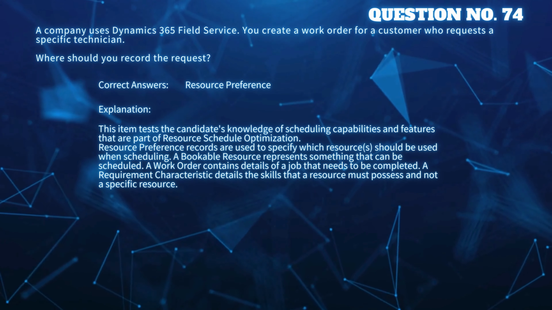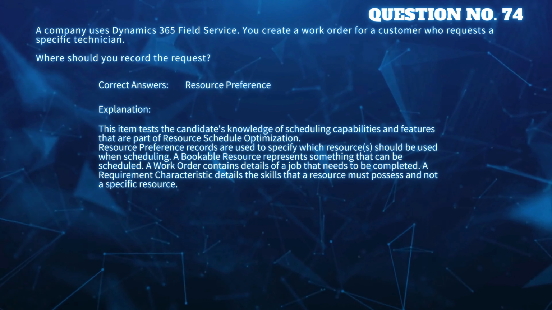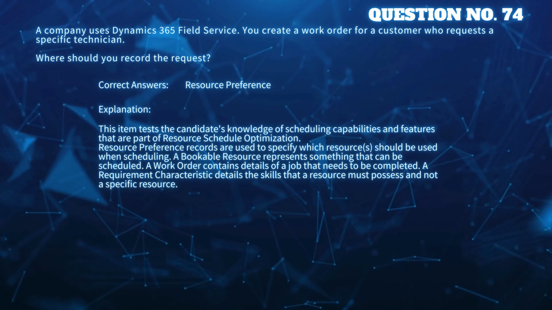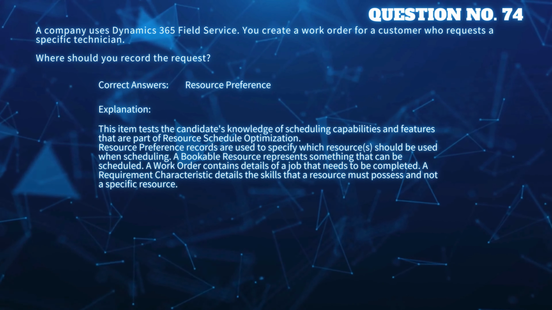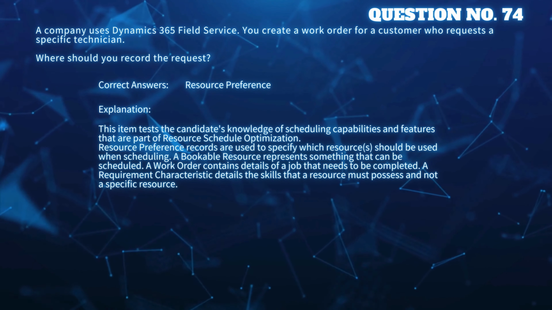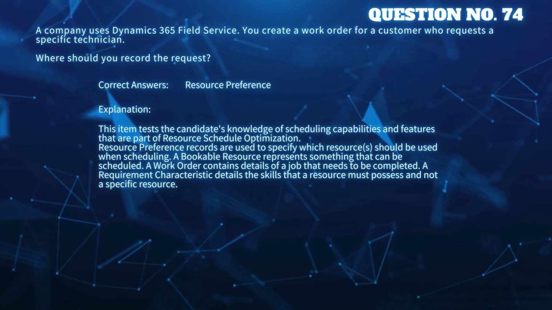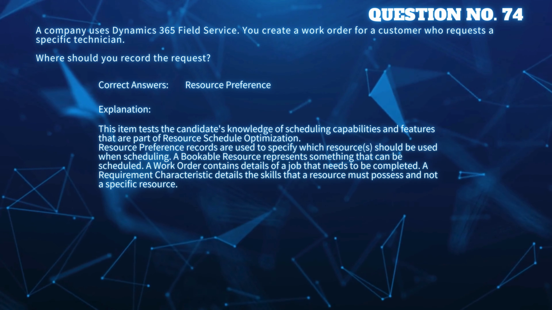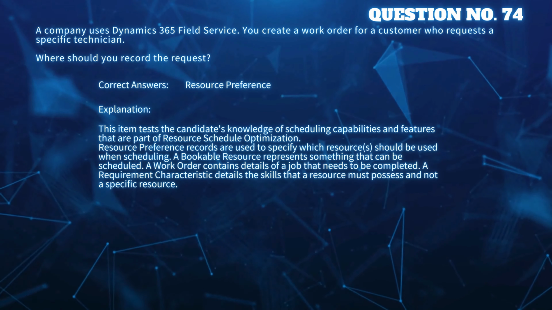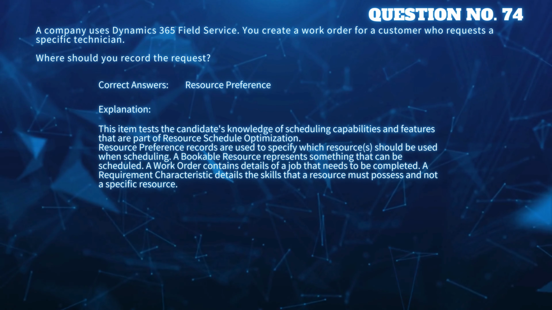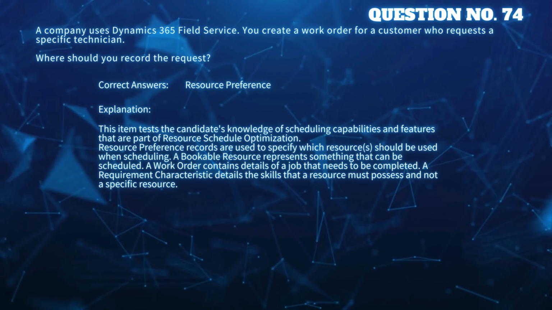Explanation: this item tests the candidate's knowledge of scheduling capabilities and features that are part of resource schedule optimization. Resource preference records are used to specify which resources should be used when scheduling. A bookable resource represents something that can be scheduled. A work order contains details of a job that needs to be completed. A requirement characteristic details the skills that a resource must possess and not a specific resource.